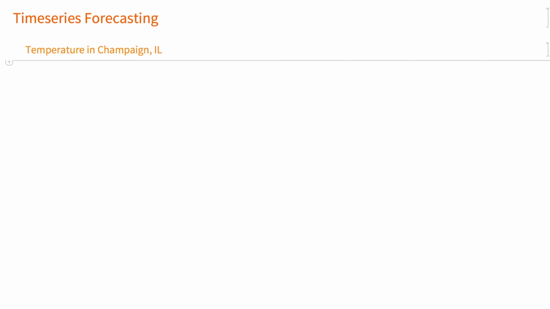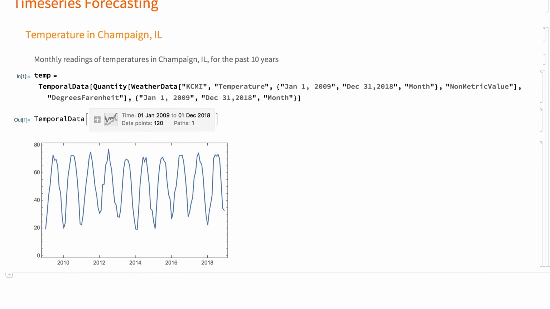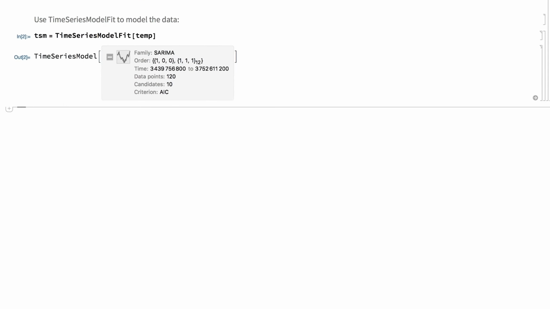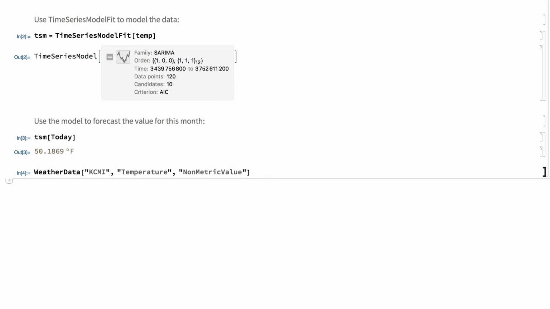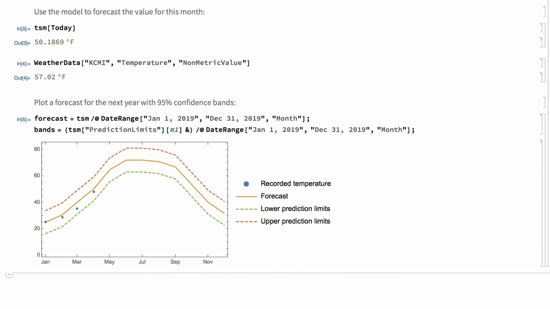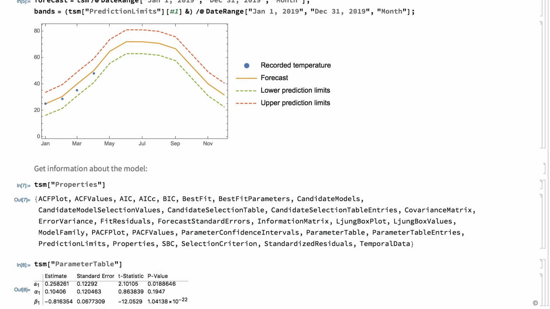Let's look at another example attempting to forecast the temperature in Champaign, Illinois, based on the monthly temperatures of the past 10 years. Instead of estimating a process, we can directly try to fit a time series model on the data. This is the temperature in Champaign as predicted by the model today. By the way, this is really the temperature for today. Here are the forecasted temperatures for 2019. We can use the various properties of the model to get more information.